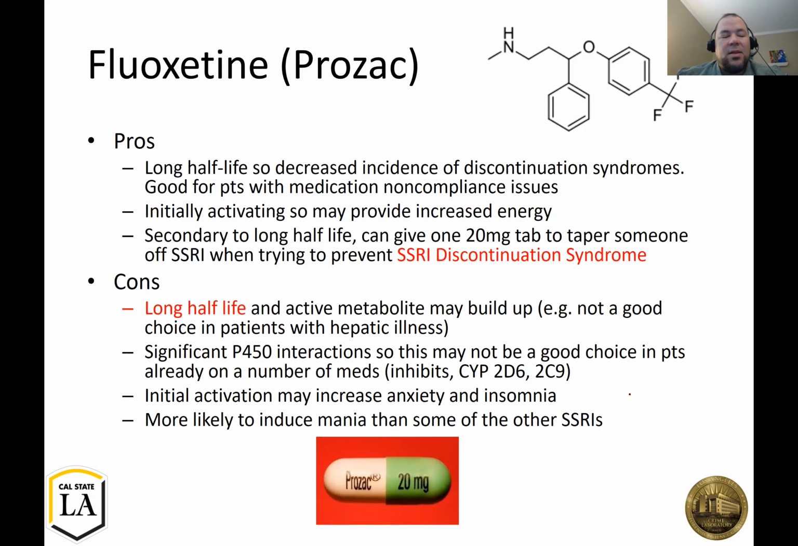So if you have somebody with hepatic issues, then this might not be a good drug for them. There are also some significant P450 interactions: CYP2D6 and 2C9 can be at issue with this drug. So as you can see, with all the medications we've discussed so far, it's sort of a hit or miss. You've got to consider the pros and cons.